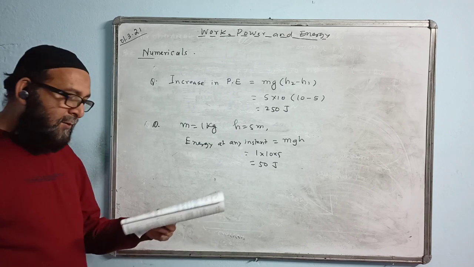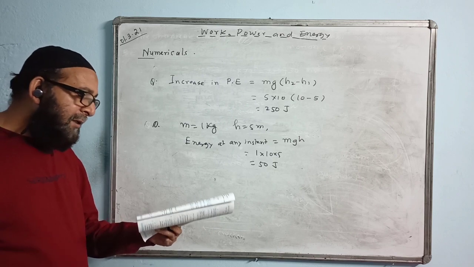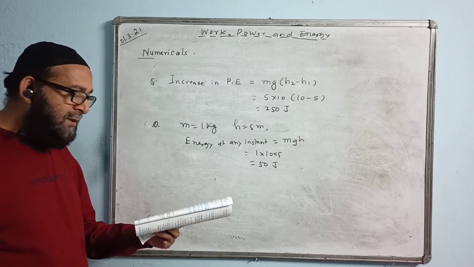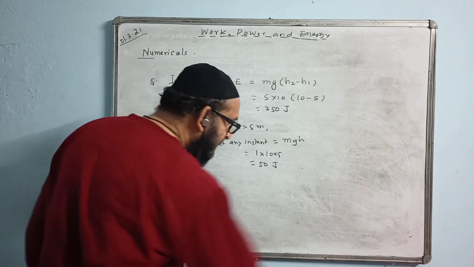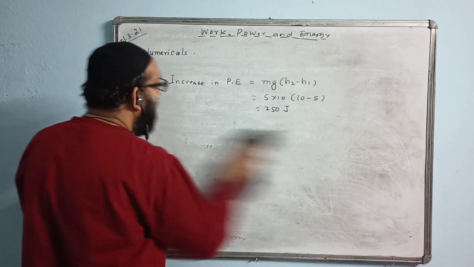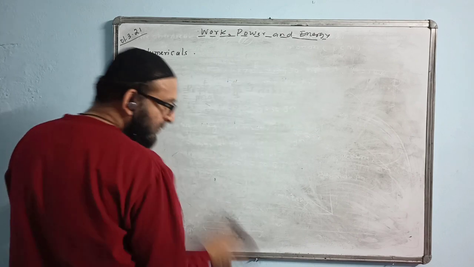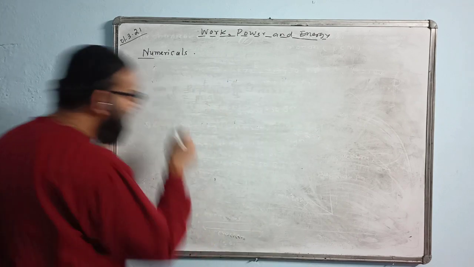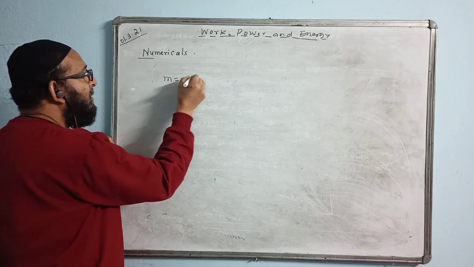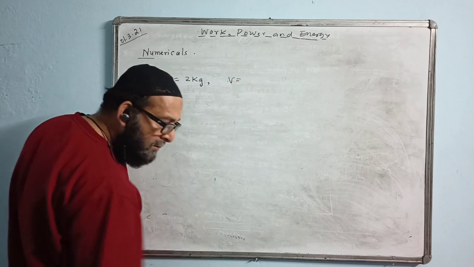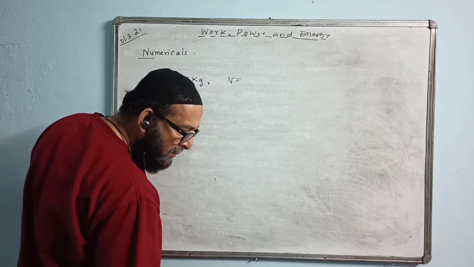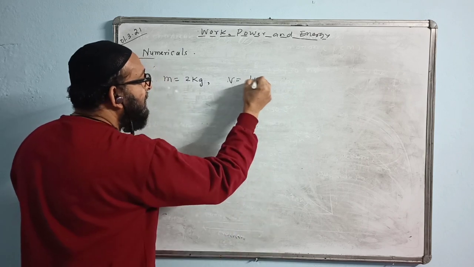Next question is a direct one. Question says calculate the kinetic energy of a body of mass 2 kg moving with a speed of 10 meter per second. Kinetic energy we have to find. Mass of the body is given as 2 kg, that is m is equal to 2 kg. And the velocity of the body is given as 10 meter per second.